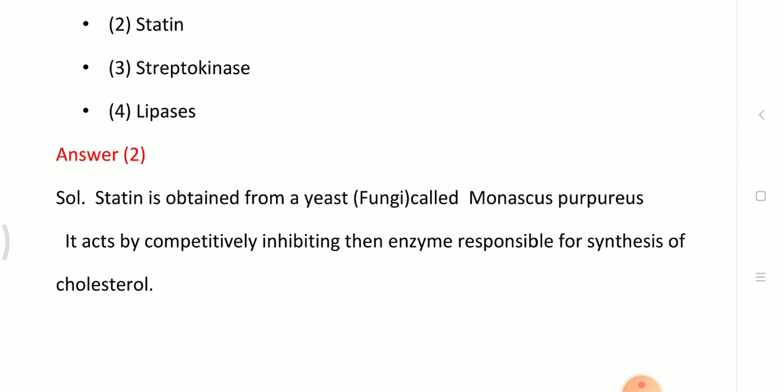Statin is obtained from a yeast called Monascus purpureus, and it acts by competitively inhibiting the enzymes responsible for the synthesis of cholesterol. Its use is to lower the cholesterol level. When the synthesis is lowered, the cholesterol level will be lower, so statin acts as a competitive inhibitor. It inhibits the reaction through which the body synthesizes cholesterol.